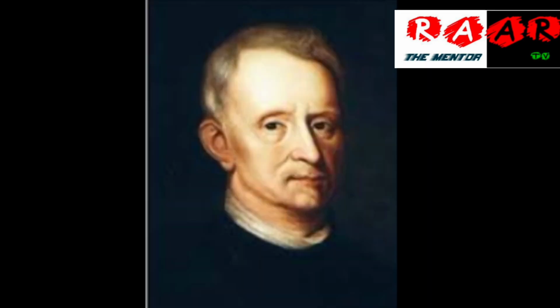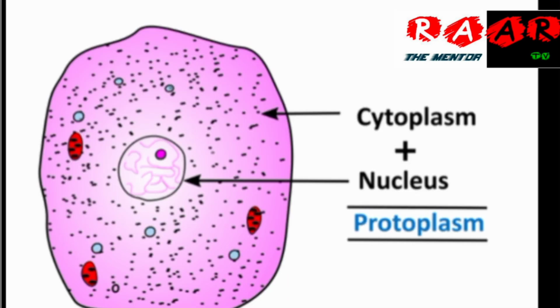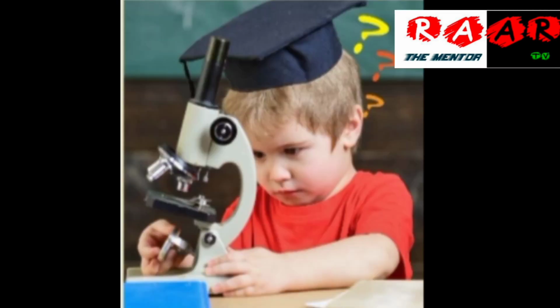Robert Hooke had only seen the dead walls of cells. A cell is called a living cell when it contains a jelly-like substance called protoplasm. Protoplasm is the living substance of the cell, which is made up of cytoplasm and nucleus. The type of microscope that we use in our school laboratory these days is a compound microscope. You can see the picture of a boy using it.